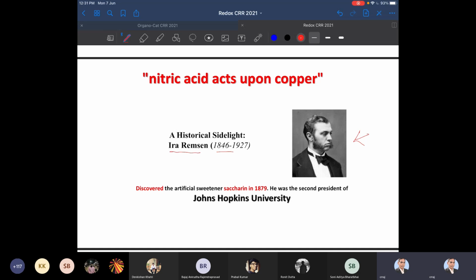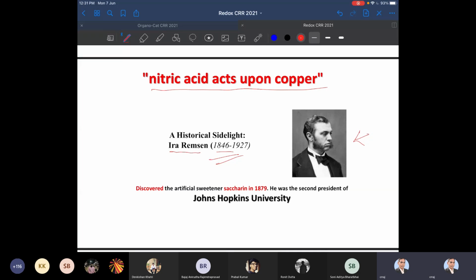So he read that nitric acid acts on copper. He was so curious to find out what nitric acid actually does to copper. One day he went to the lab early, well before others entered. He saw the concentrated nitric acid bottle lying on the table, pulled out a copper penny, a copper coin, put it on the table and opened the nitric acid bottle.